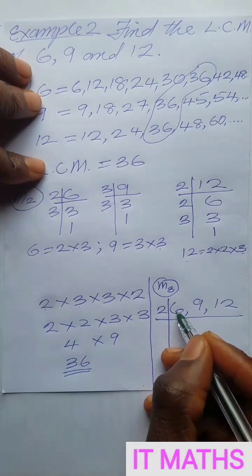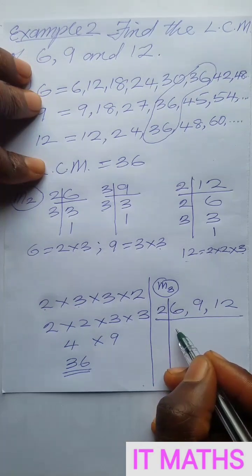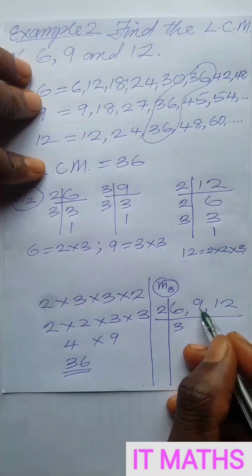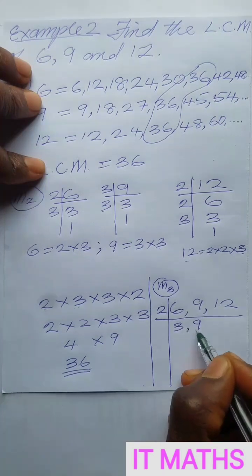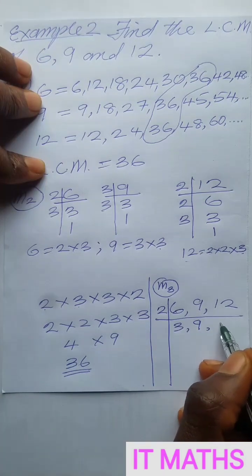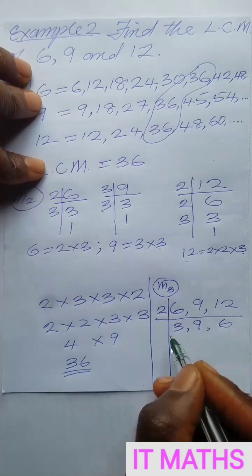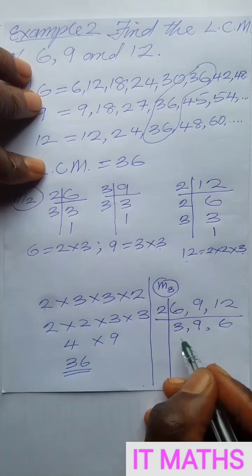2 can go here, so I pick it. 2 into 6 is 3. It can't go here, I copy it down. It can go into 12, 6. Can 2 still go? Yes, it can go here.